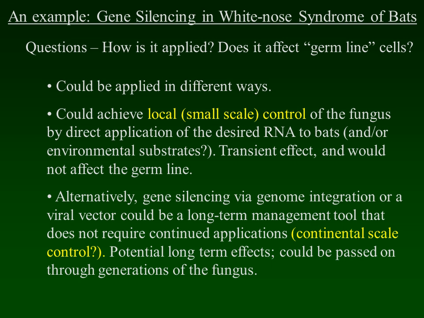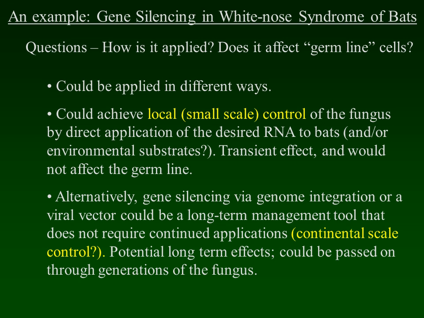How is it applied? And the real question I would ask if I were you is, does it affect germline cells? And I would say it comes down to it can be applied in different ways. It can be done at the local scale, and you could just literally spray these types of RNAs, these small RNAs, on to bats or the environment, and it might have a transient effect that wouldn't affect the germline, but might be able to help save the bats because it would knock down the fungus's ability to grow or do things.